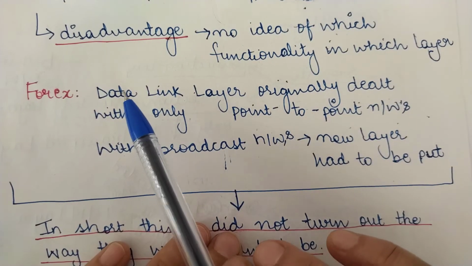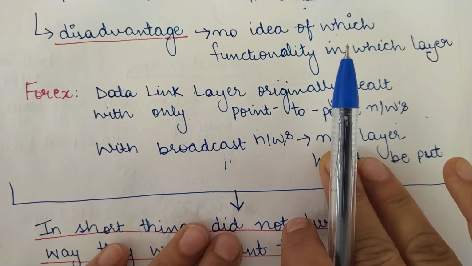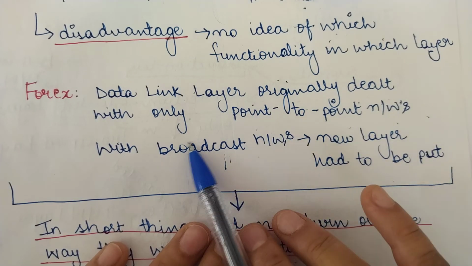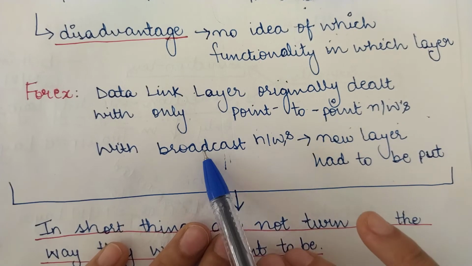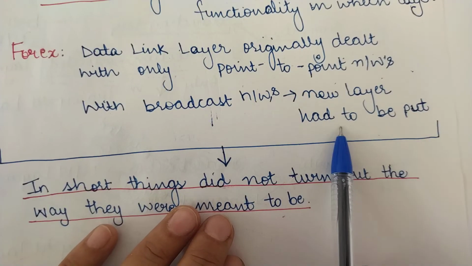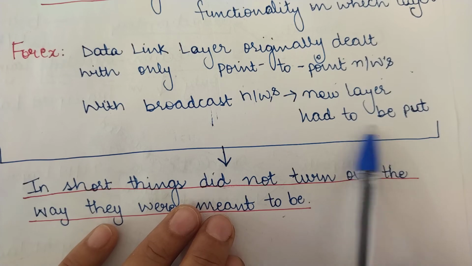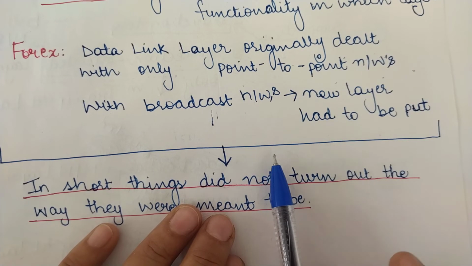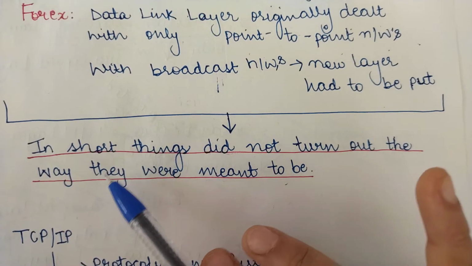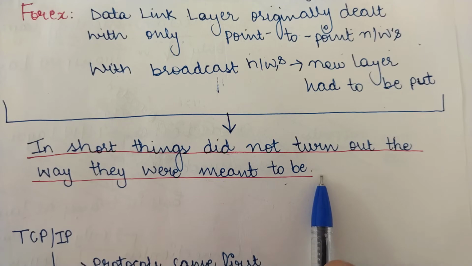So for example, if you look at the data link layer, originally it dealt only with point-to-point networks, but in a network you have both point-to-point networks and broadcast networks. So later, to deal with broadcast networks, a new layer had to be put in the OSI reference model. So in short, in case of the OSI reference model, I can say that things did not turn out the way they were meant to be.